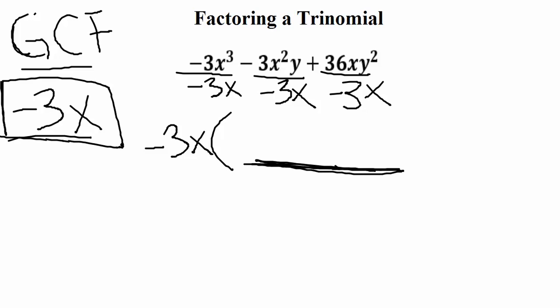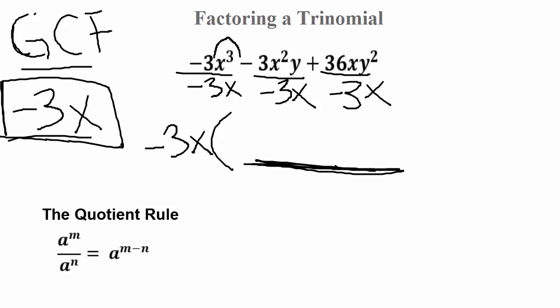Now, in order to do the division, we need to know the quotient rule. Remember, the quotient rule applies when we are dividing like bases. That's going to come in when we're doing the division, the x cubed over x, x squared over x, and so on. Otherwise, we're going to divide the numbers like we normally know how and use the quotient rule for our variables. So go ahead and divide.